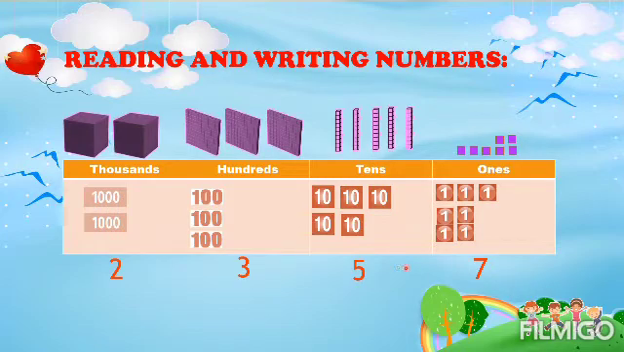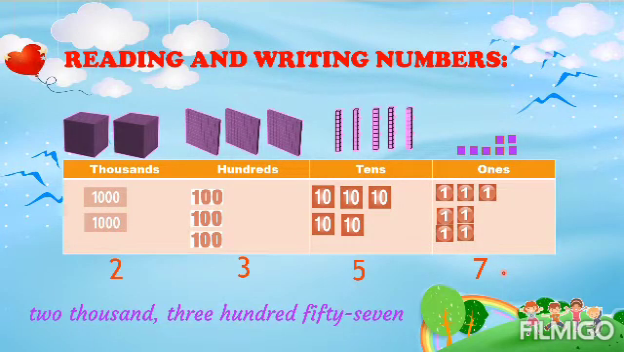And the word form of this, class, is, okay, look at this one. Below, this is the word form, the spelling. Two thousand, three hundred fifty-seven. So, class, I want you to know that there are two rules in writing the numeral in word form. After the word thousand, there should be a comma. That is to separate the period. That's rule number 1.